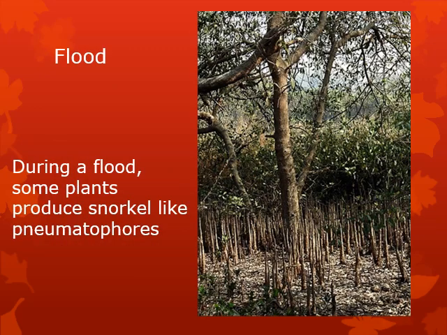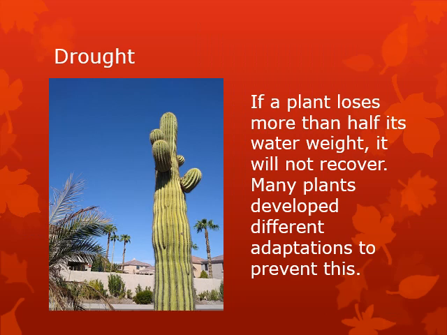During a flood, some plants will produce pneumatophores so they can breathe. That's a response to the environment. In a drought, it's hard for a plant to sort of adapt because they need water. Plants are entirely sort of motivated by water. If they lose about 50% of their water weight, they will die. You can't bring them back.